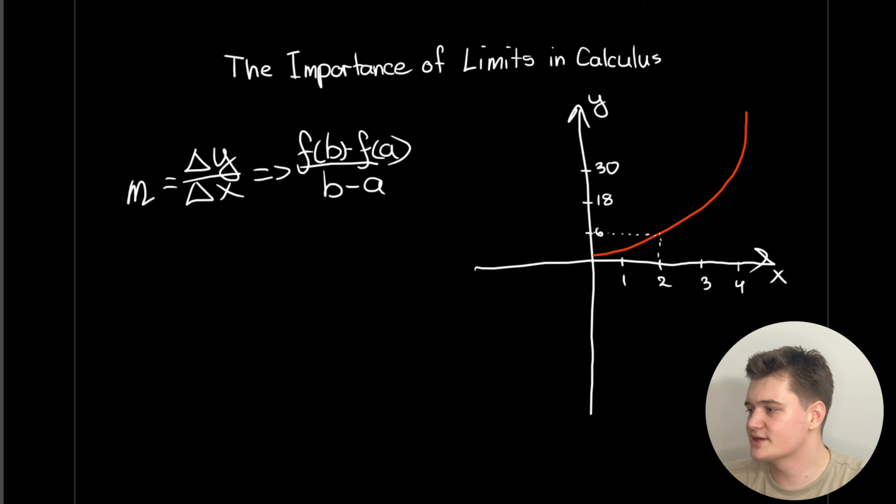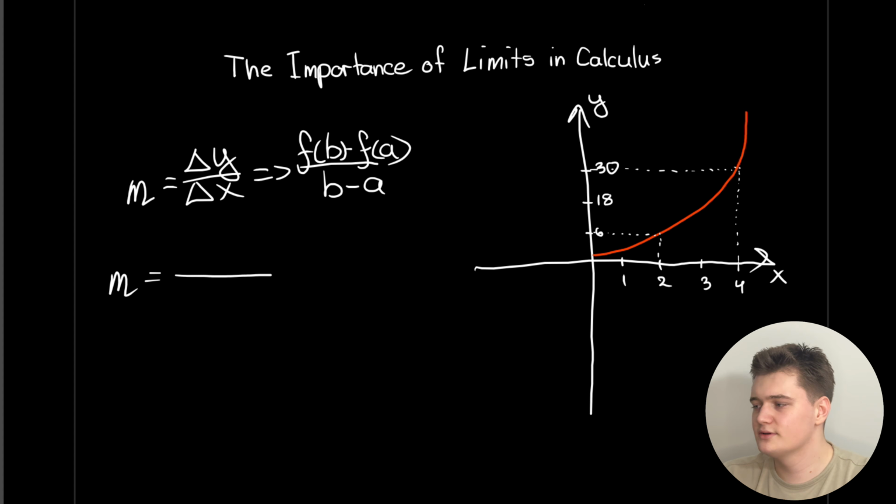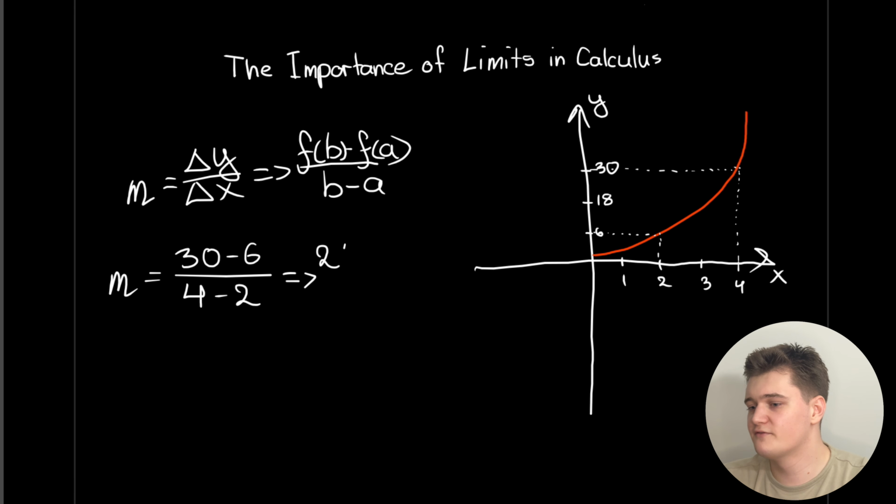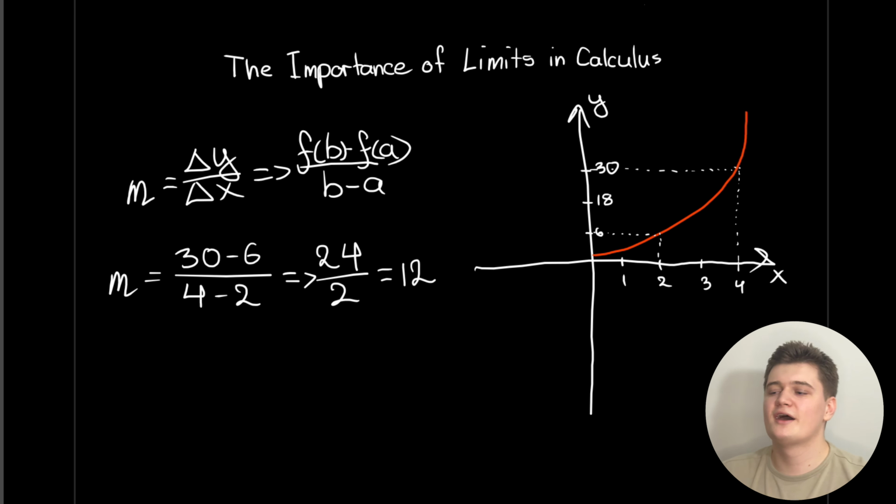This is where they intersect. When we have our x equaling 4, our y equals 30. So when we want to find the average rate of change, or so-called slope, we would just plug in those values. For the denominator, it's going to be 4 minus 2. For the numerator, it's going to be 30 minus 6. Which results in 24 divided by 2, and it equals 12. It means that our average rate of change for this function is going to be 12.